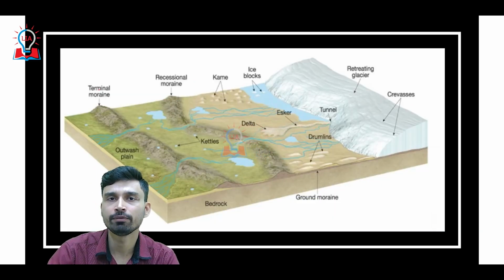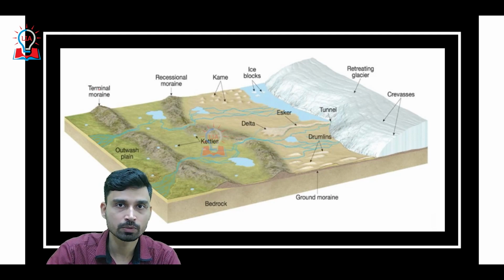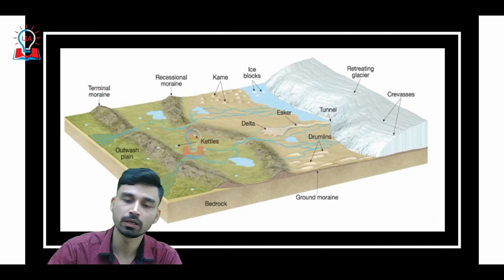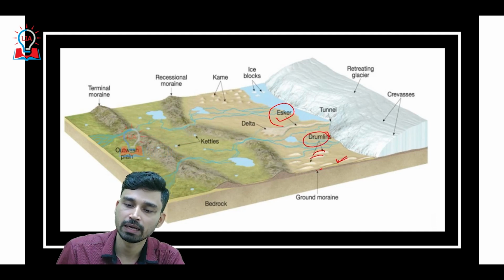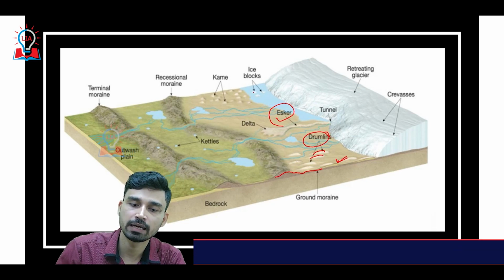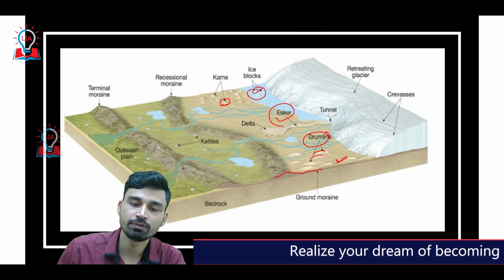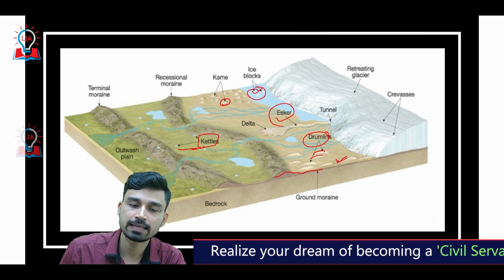So overall, if we revise the major landforms we have discussed due to glacial deposition, we have eskers, we have drumlins, which are also called basket of eggs topography. As you can see from this, we have the ground moraines, then we have the ice blocks. When they are left behind, they are called kames, and when a depression forms and is filled up by water, it is called a kettle or kettle lake.